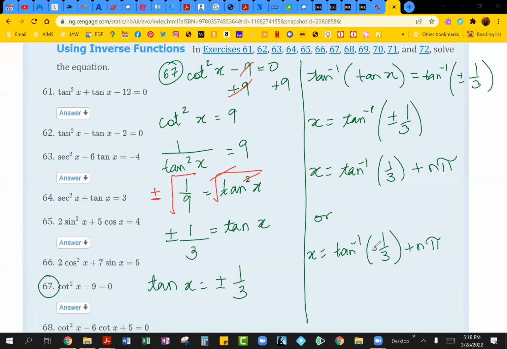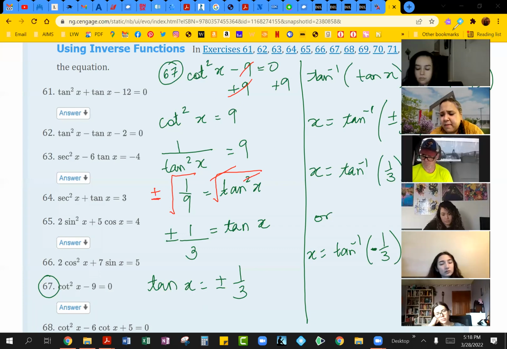Can we clean up any of these, tangent inverse of a positive 1/3 or tangent inverse of negative 1/3? And this should be something you should be able to plug into your calculator and see if you get a nice clean answer or not. And if you don't, leave it as it is.